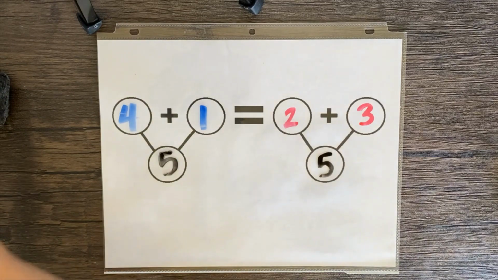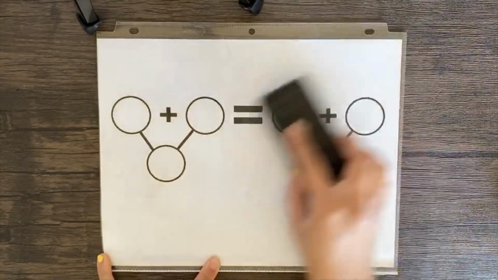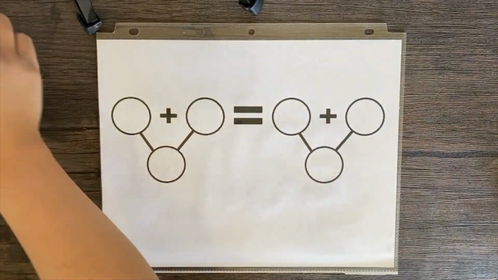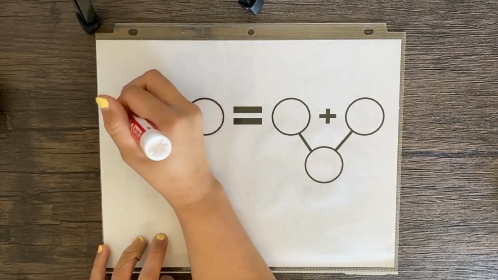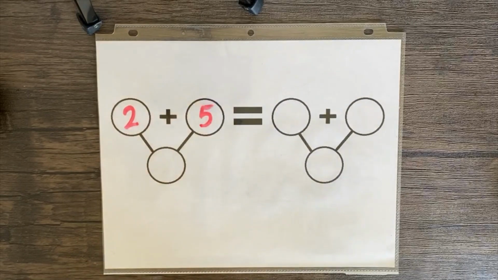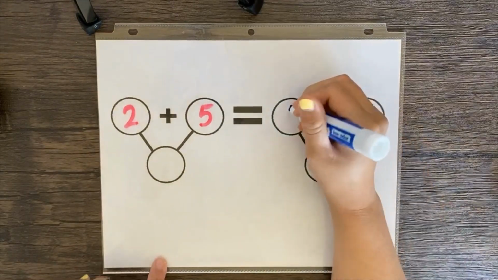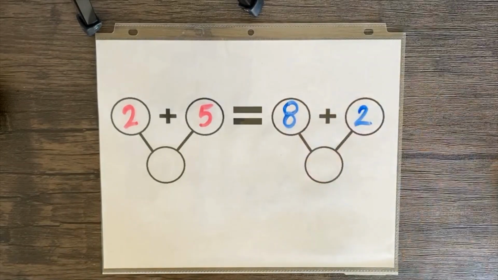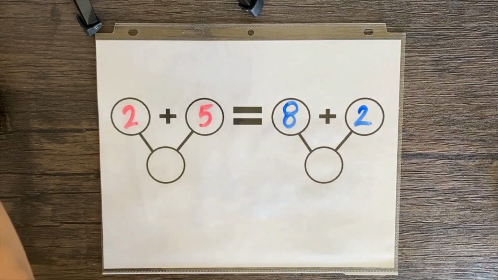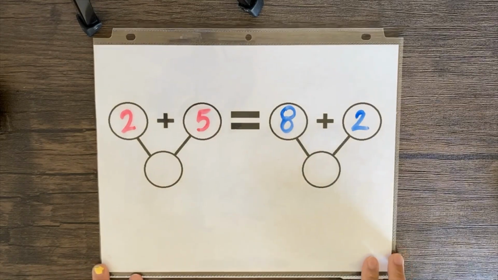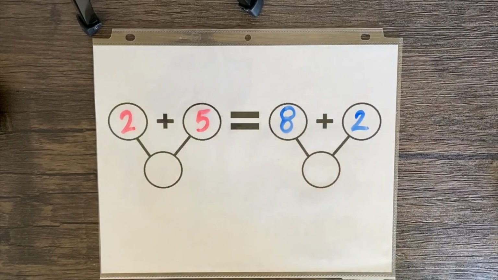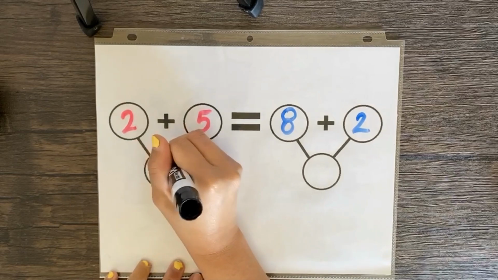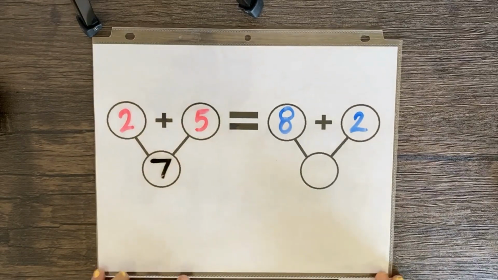Great. Let's try one more. We're going to do 2 plus 5, 8 plus 2. Go ahead and take a look at both sides. Now starting with the left side, go ahead and tell me what you think our whole or total is going to be. You can use count on or 5 groups to help you. That's correct. The whole or the total is 7.